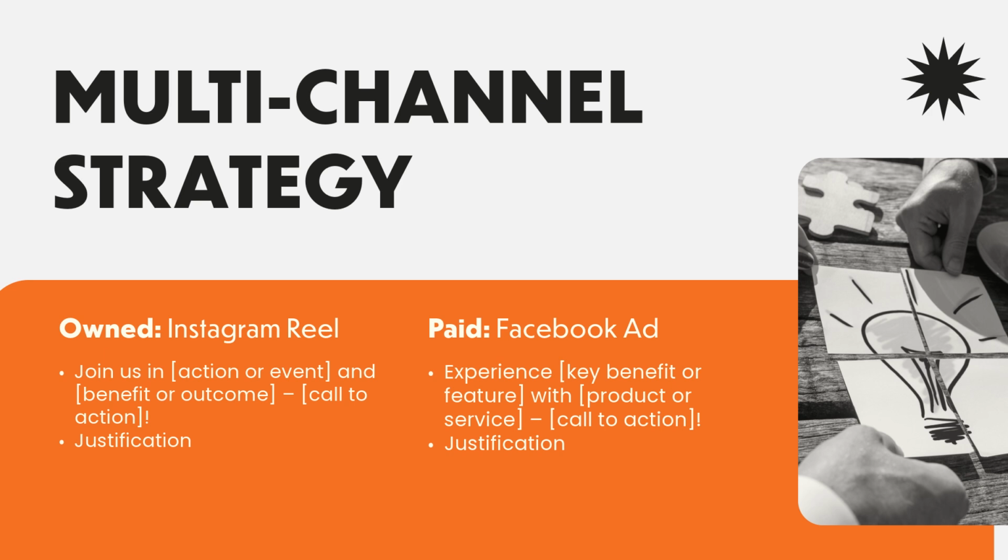List your channels. Start by choosing 2 types of channels from paid, earned, and owned. For example, we might select a Facebook ad as our paid channel and a social media giveaway as our earned channel. Add key messages. For each channel, write a key message with a call to action. For the Facebook ad, we could say, "Download our app today and get 20% off your first purchase. Don't miss out. Start your journey now."